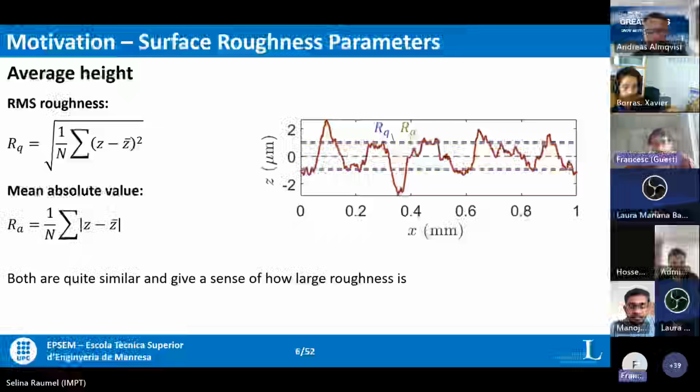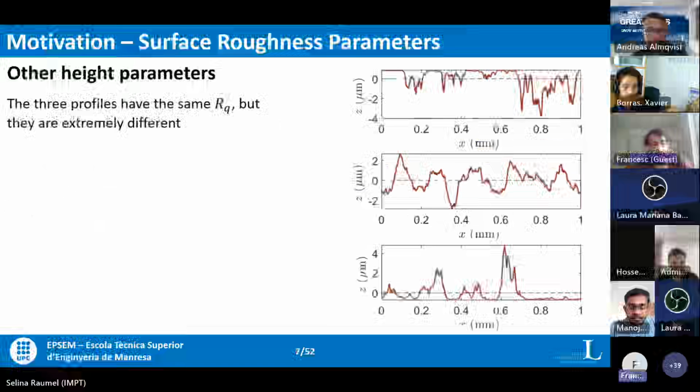And why? Well, we have these three profiles now, and they all have the same RQ, but of course they look extremely different. And if we said that they have the same RQ, therefore they are the same, we would be completely misled. So we need a different parameter.